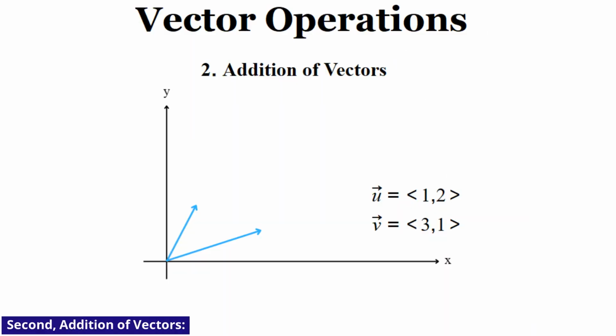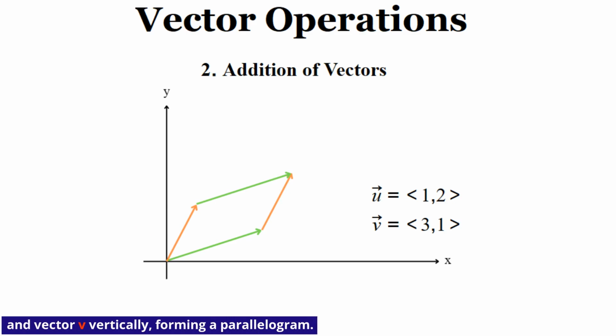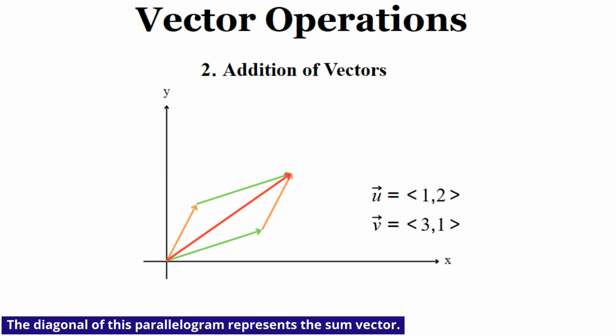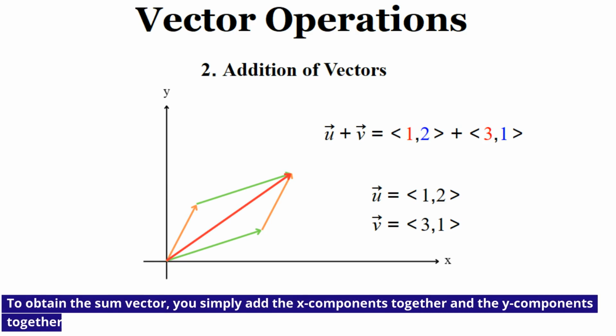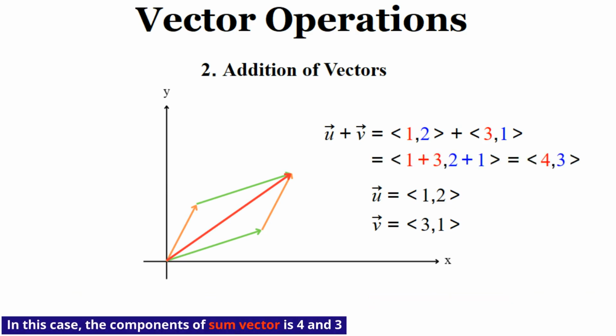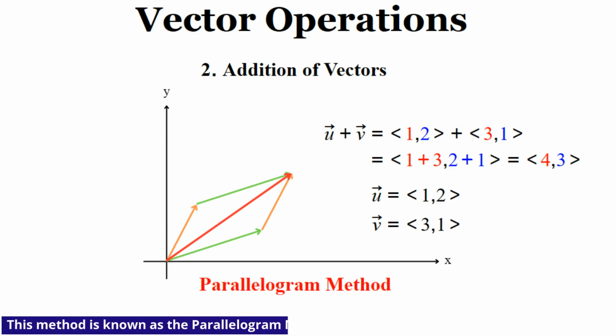Second, addition of vectors. Move the vector u horizontally and vector v vertically, forming a parallelogram. The diagonal of this parallelogram represents the sum vector. To obtain the sum vector, you simply add the x components together and the y components together. In this case, the components of the sum vector are 4 and 3. This method is known as the parallelogram method.